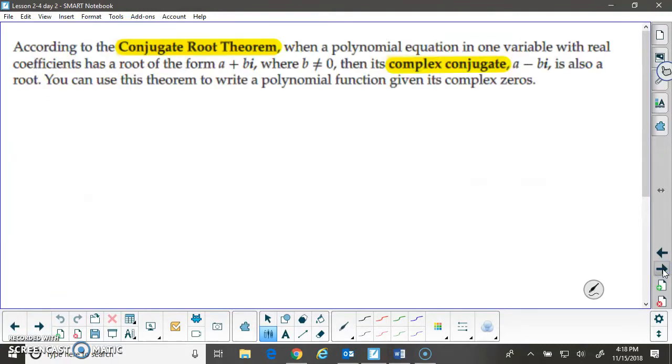The next theorem is called the conjugate root theorem. And this is talking about when you have imaginary zeros. Anytime you have an imaginary zero that is in the complex form a plus bi, then its conjugate, a minus bi, must also be a zero. So as an example, if we had 4 minus 3i as a 0, then we know that its conjugate 4 plus 3i would also have to be a 0.